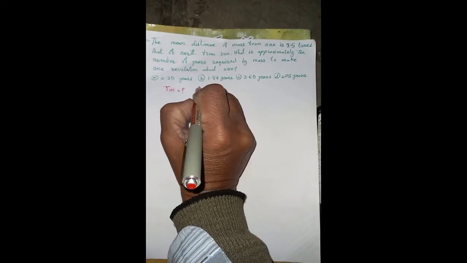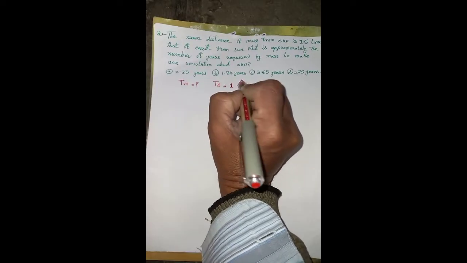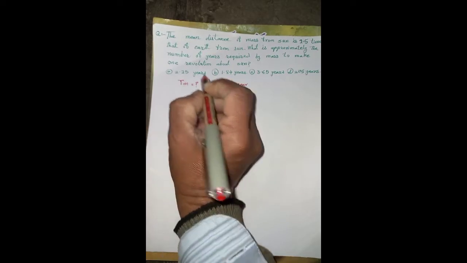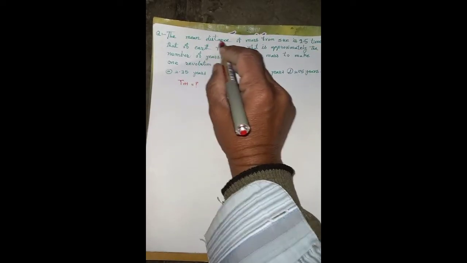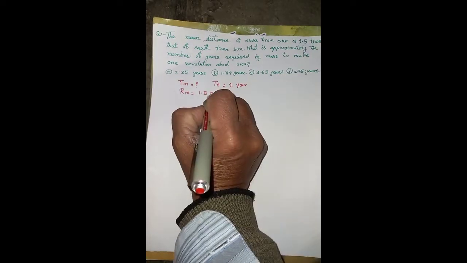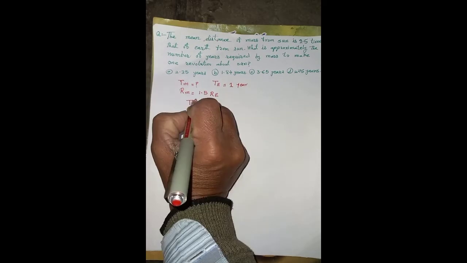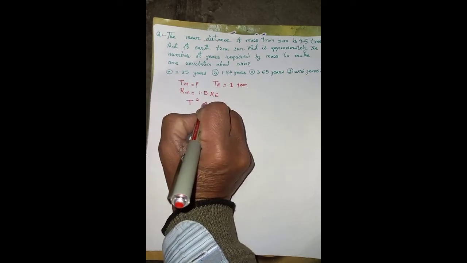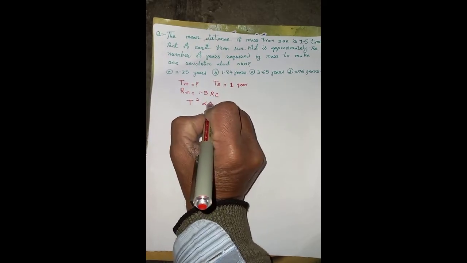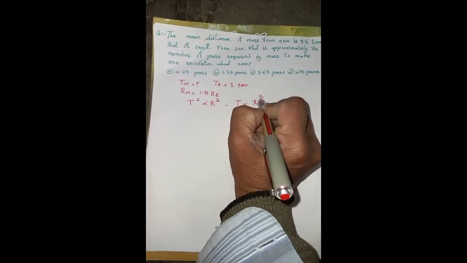T is time of revolution of Earth around the Sun, that is 1 year. Rm is equal to 1.5 Re. According to Kepler's third law, T square varies R cube, that is T varies R raised to 3 by 2.